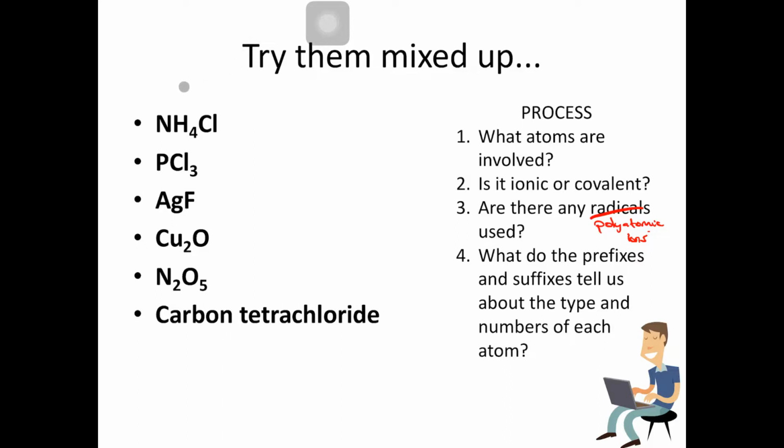All right, let's have a go at some of these then. This first one, ammonium chloride. It's ionic too. Probably should have mentioned that first. This one down here, covalent. This one here is ionic. Ionic, covalent, and covalent. All right, let's go back and name them.